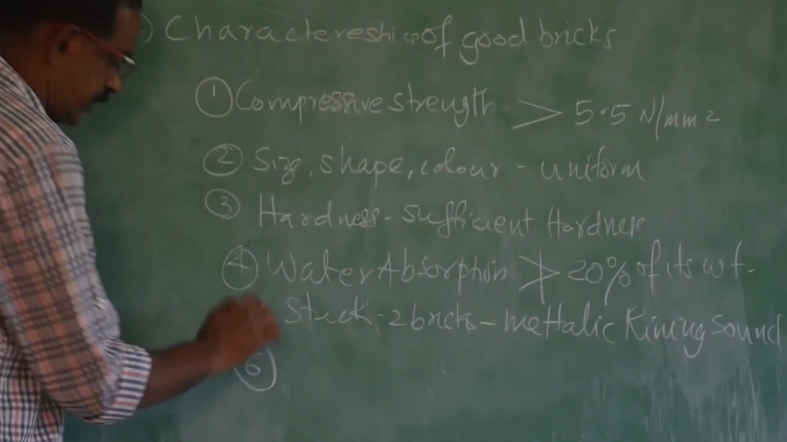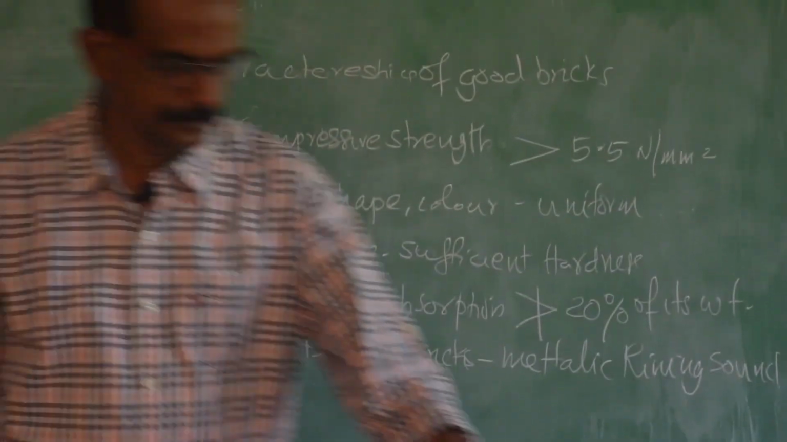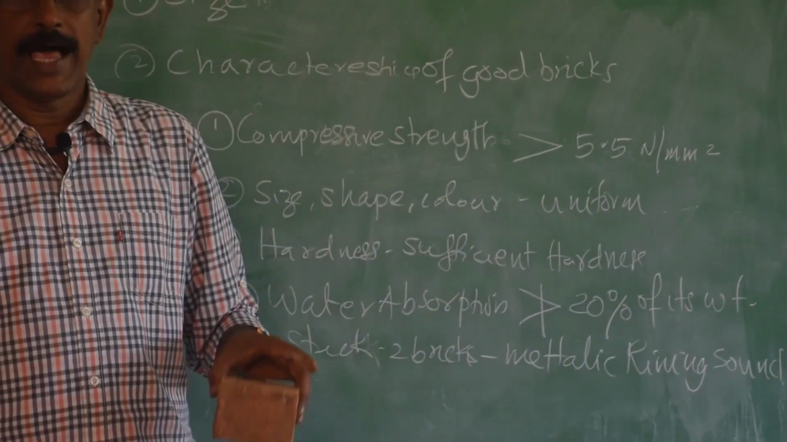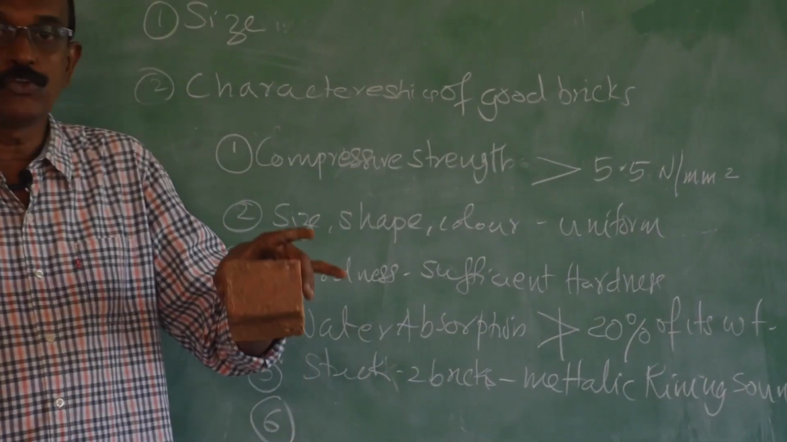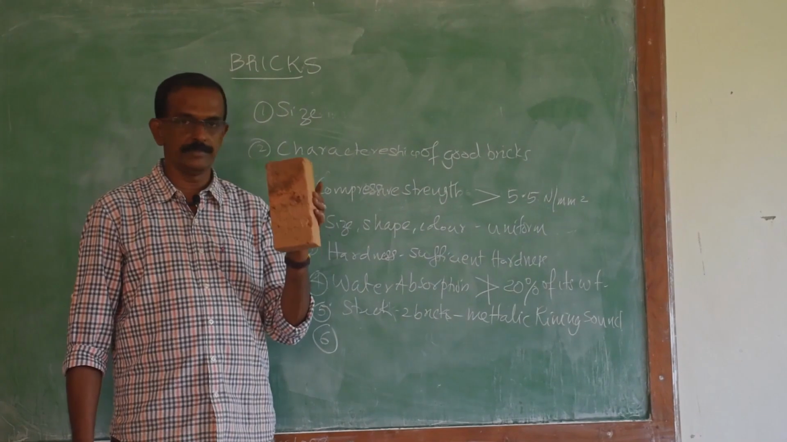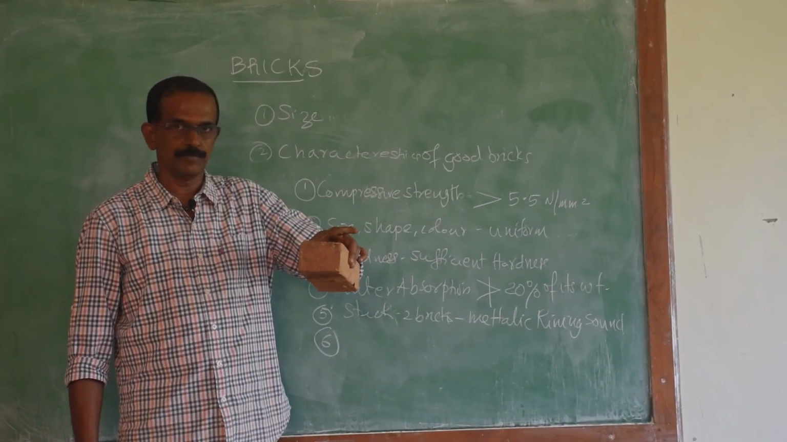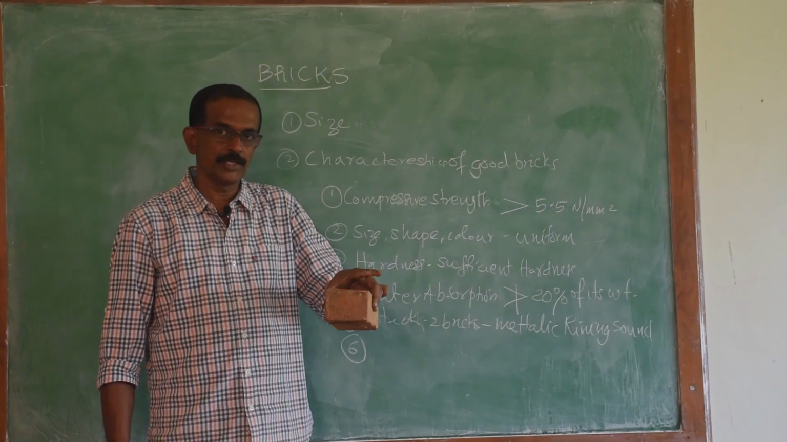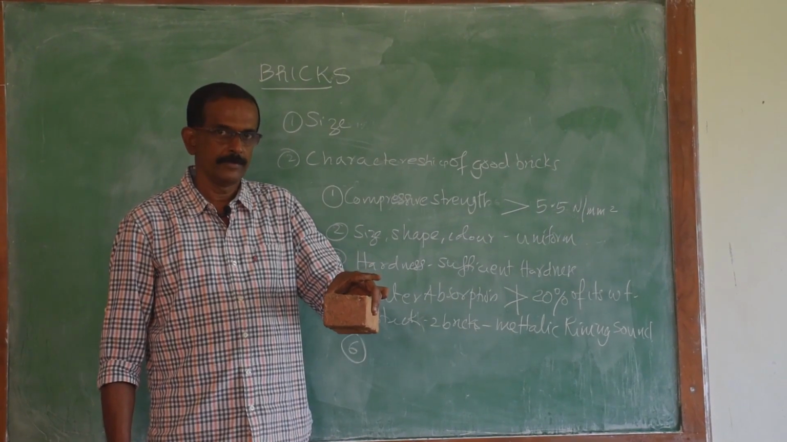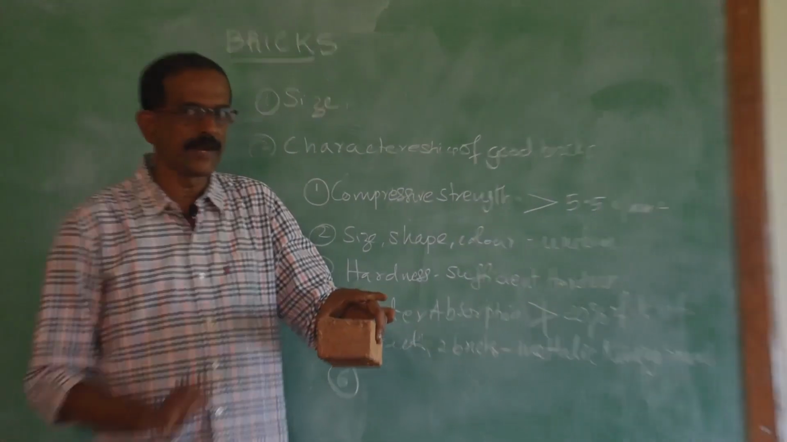Next quality or the next property. If you allow the brick to fall from a height of 1 meter, in flat position, it should not break.